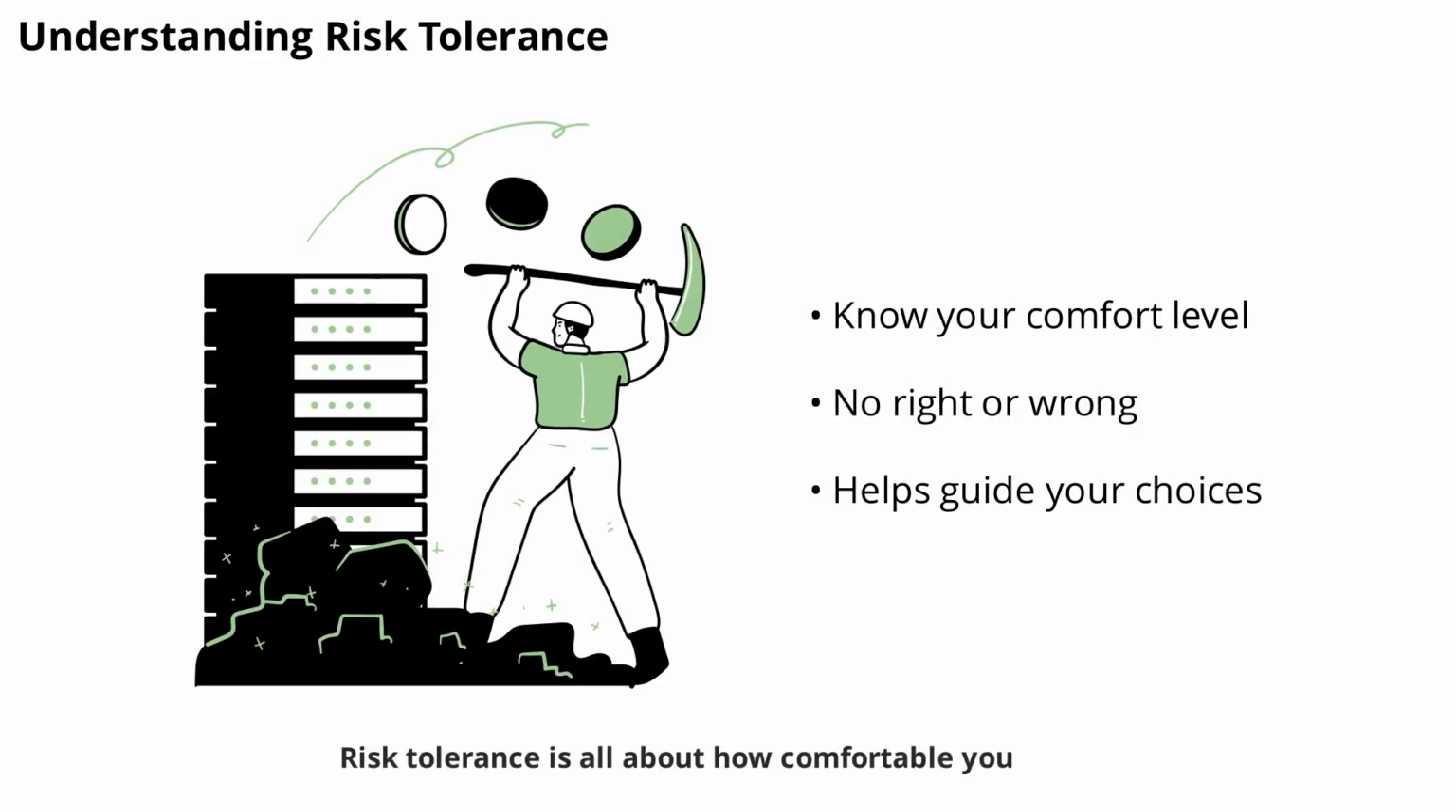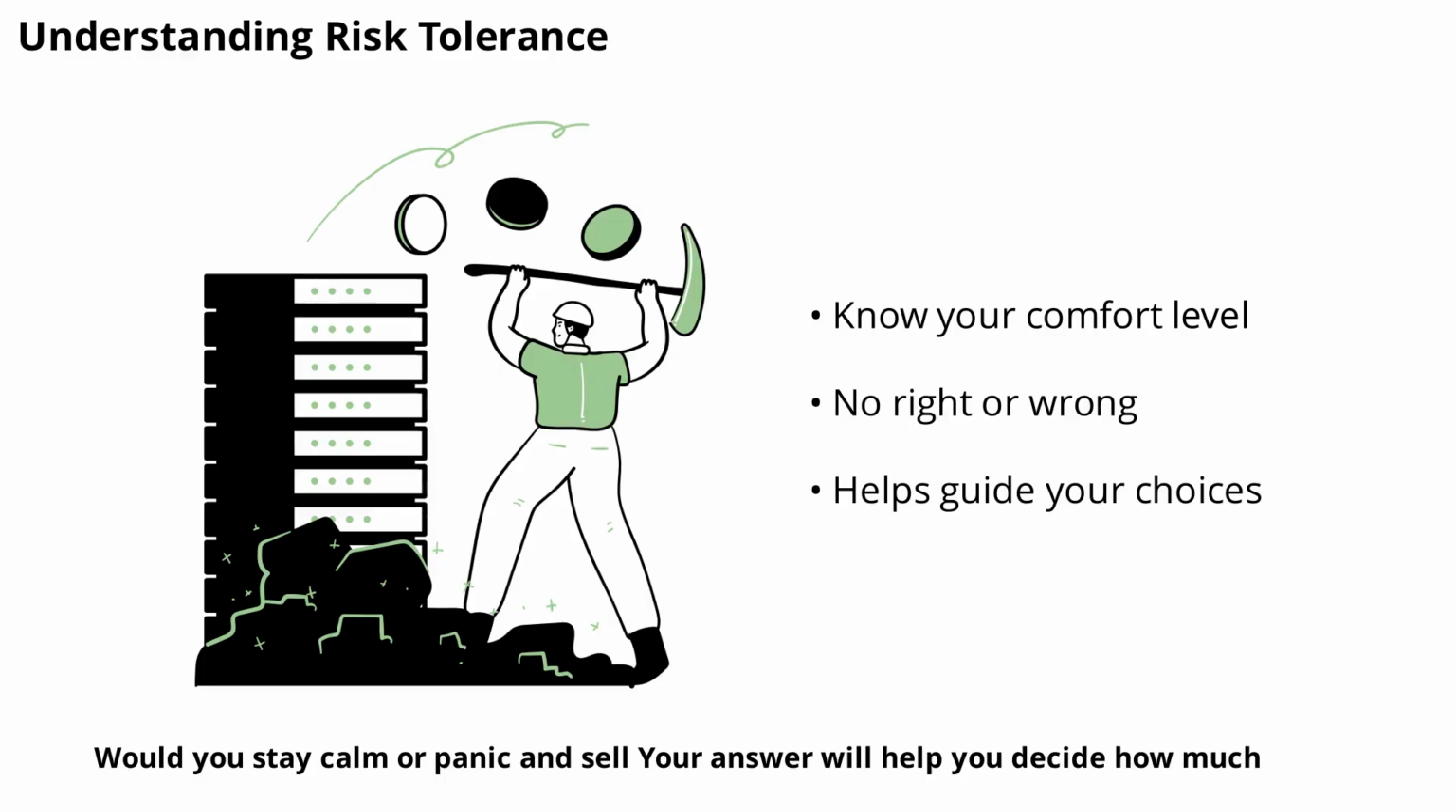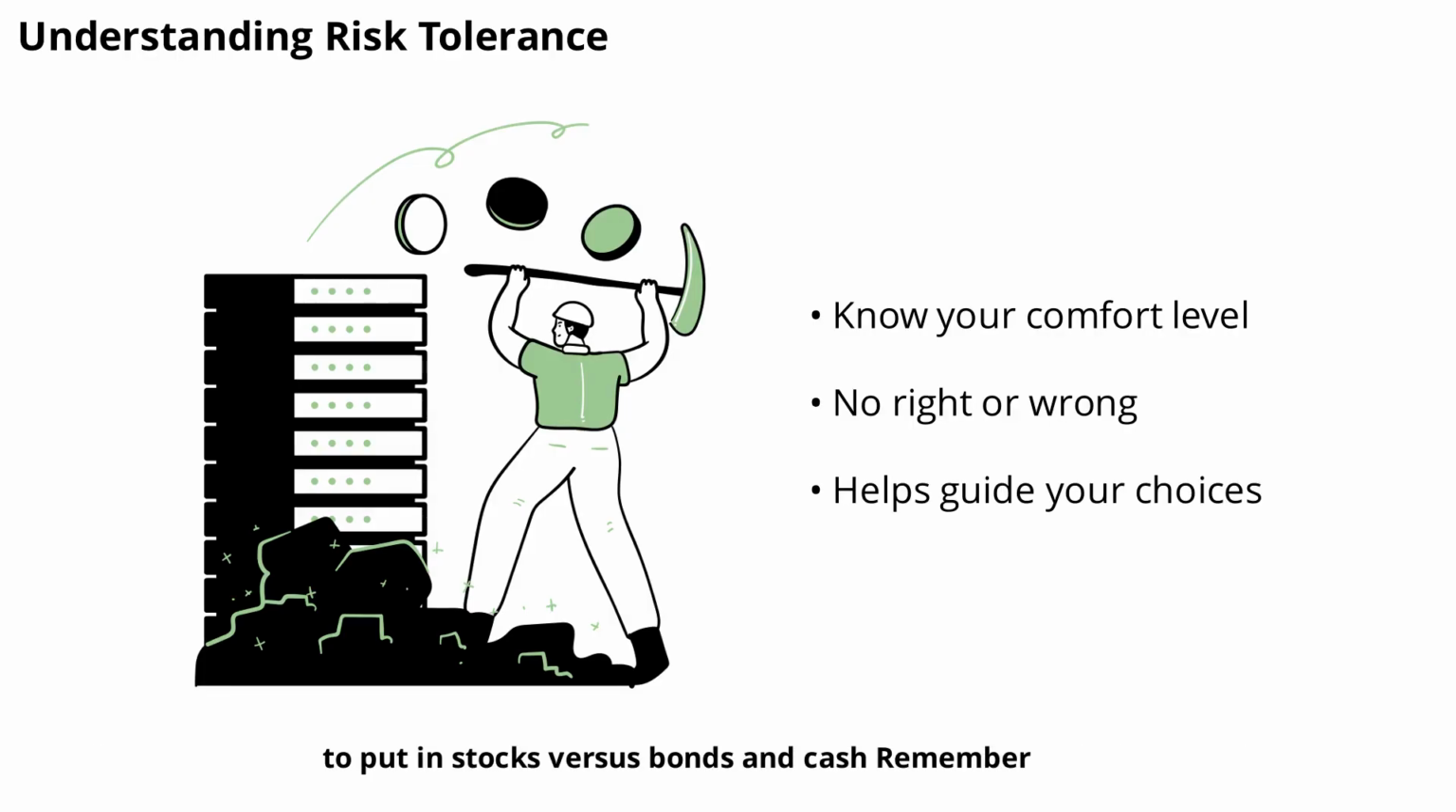Risk tolerance is all about how comfortable you are with the ups and downs of investing. Some people can handle big swings in their portfolio's value while others prefer a smoother ride. To figure out your risk tolerance, think about how you'd feel if your investments dropped in value. Would you stay calm or panic and sell? Your answer will help you decide how much to put in stocks versus bonds and cash. Remember, there's no right or wrong answer, just what works for you.